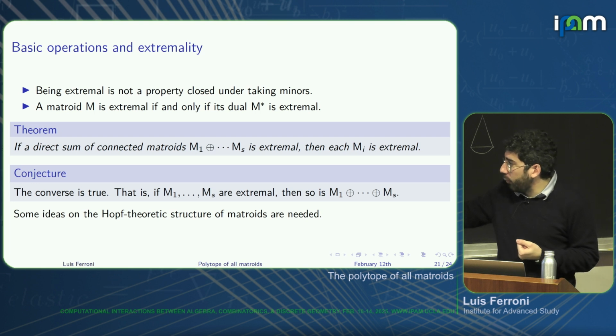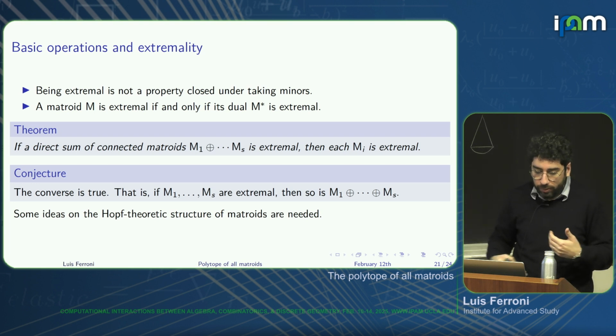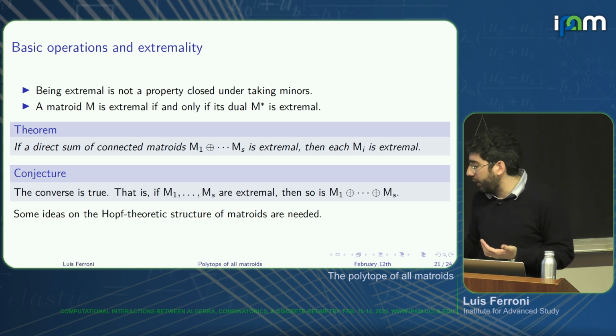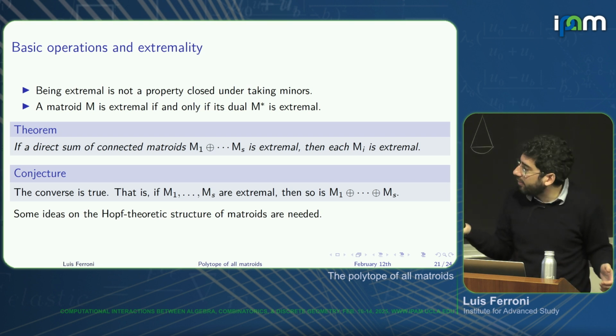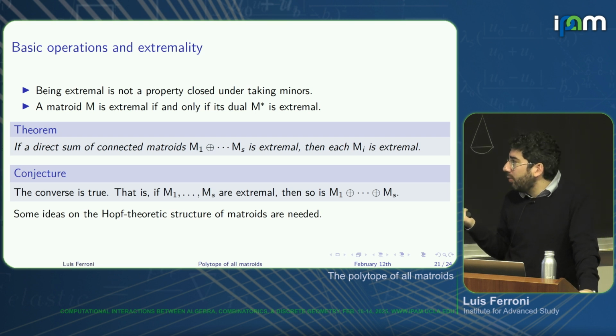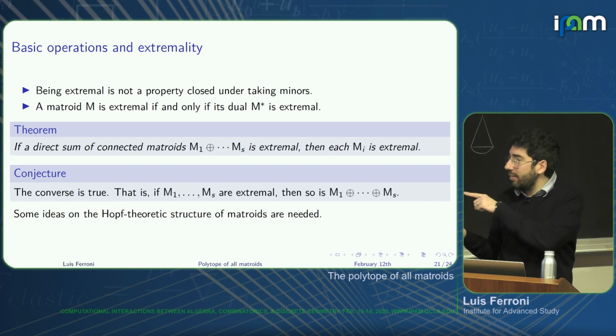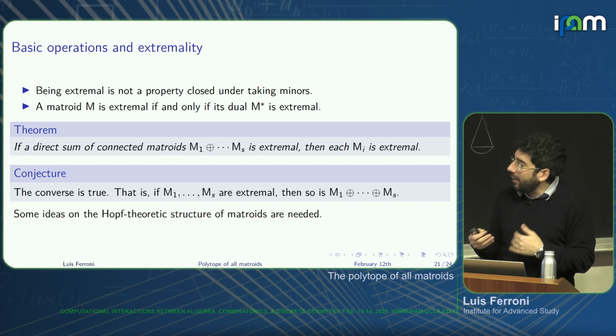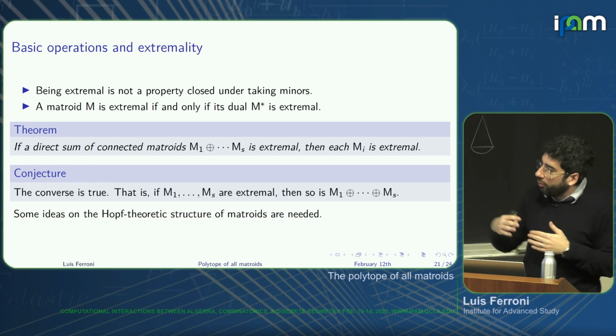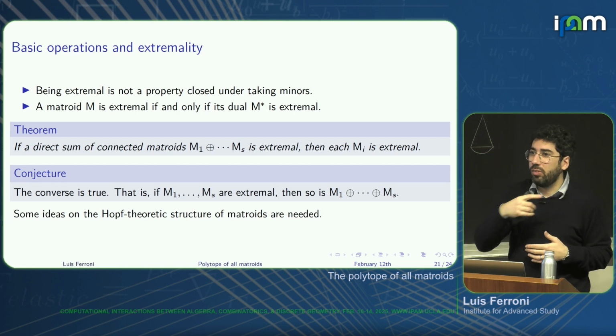And we expect that some Hopf-theoretic structure of matroids will play a role in the proof of this conjecture. Alex has tried for maybe 2 months to prove this. I tried a little bit less, but this is hard. In my opinion, this is one order of magnitude more difficult than the previous conjecture.